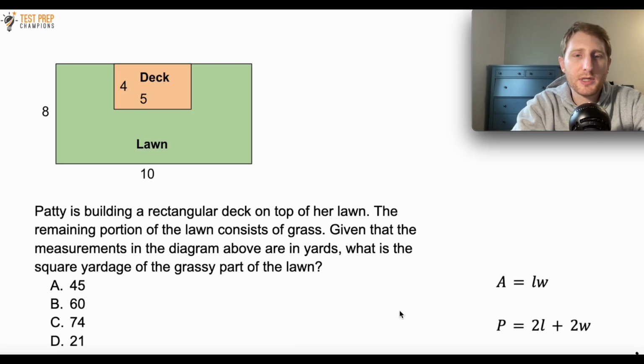Patty is building a rectangular deck on top of her lawn. The remaining portion of the lawn consists of grass. Given that the measurements in the diagram above are in yards, what is the square yardage of the grassy part of the lawn? Now, just to save you some time, I've given you two formulas here that go along with rectangles on the formula sheet, and it'll be up to you to decide which formula or formulas you want to use to answer the question.